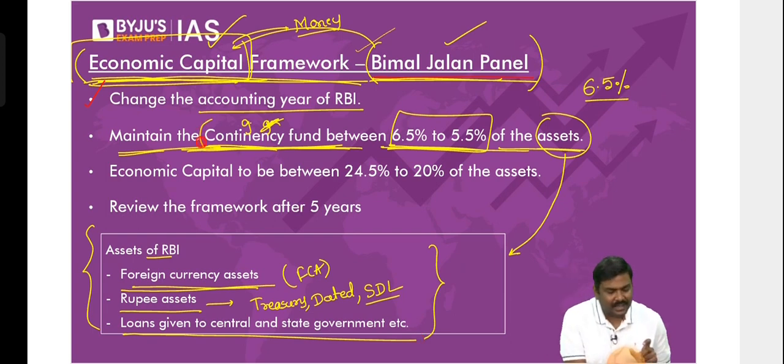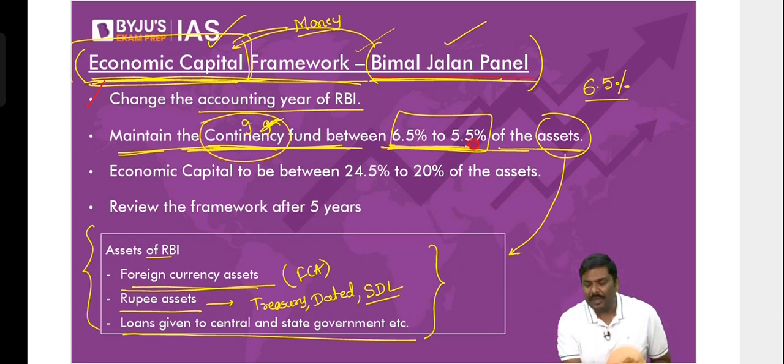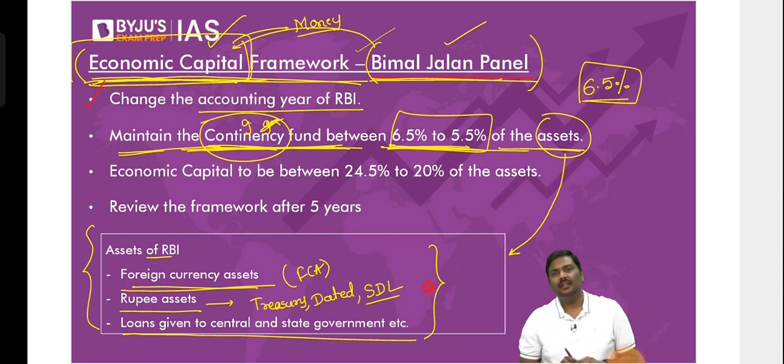If you want to keep money in the contingency fund, then the amount that you are going to keep should not be more than 6.5% of your assets. What does it mean? Let's start.